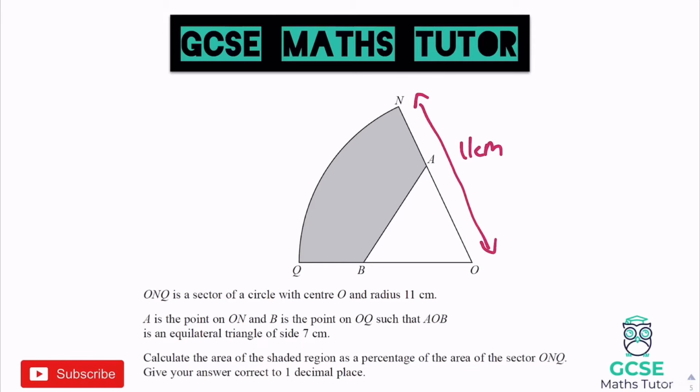So it says that word equilateral triangle, that gives us a nice little hint to put this angle in as 60. Obviously angles in an equilateral are 60 degrees each. And then it tells us the side length for that is 7, so that's 7 centimetres right there. And it says calculate the area of the shaded region, as a percentage of the area of the sector, and give your answer correct to 1 decimal place.